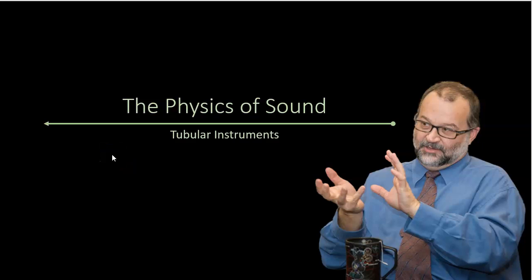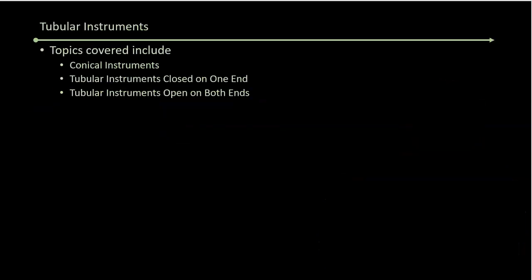Now we're going to talk about tubular instruments, and I'm actually going to introduce a third class. So we had tubular instruments closed on one end, we had tubular instruments open on both ends. I'm going to add in conical instruments. And I didn't do this before just because I was trying to keep it simple.